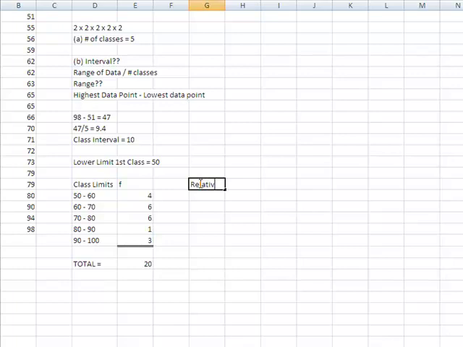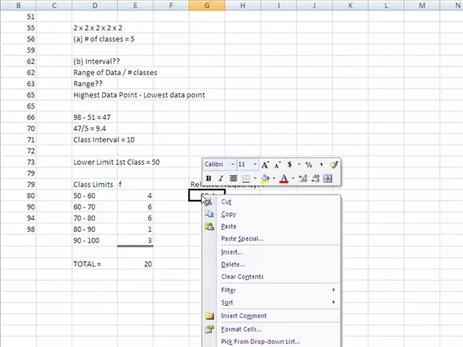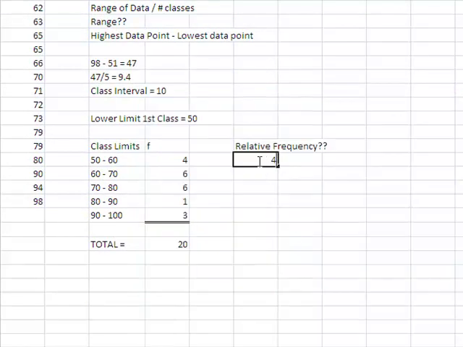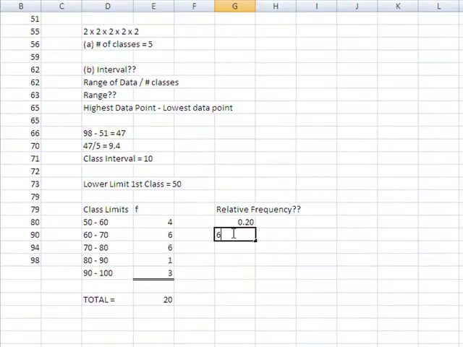Now I need to find out what is my relative frequency. Well, relative frequency is simply, relative to all of the data points, all 20, what percentage or what proportion fall in the first class? Well, it's relative to the whole. So it's 4 out of, or divided by, 20, isn't it? Let me format my cell real quick. Sorry. There we go. It's 4 out of 20, isn't it? And here, it's 6 out of 20, correct? Here, it's 6 out of 20, 1 out of 20, and 3 out of 20.